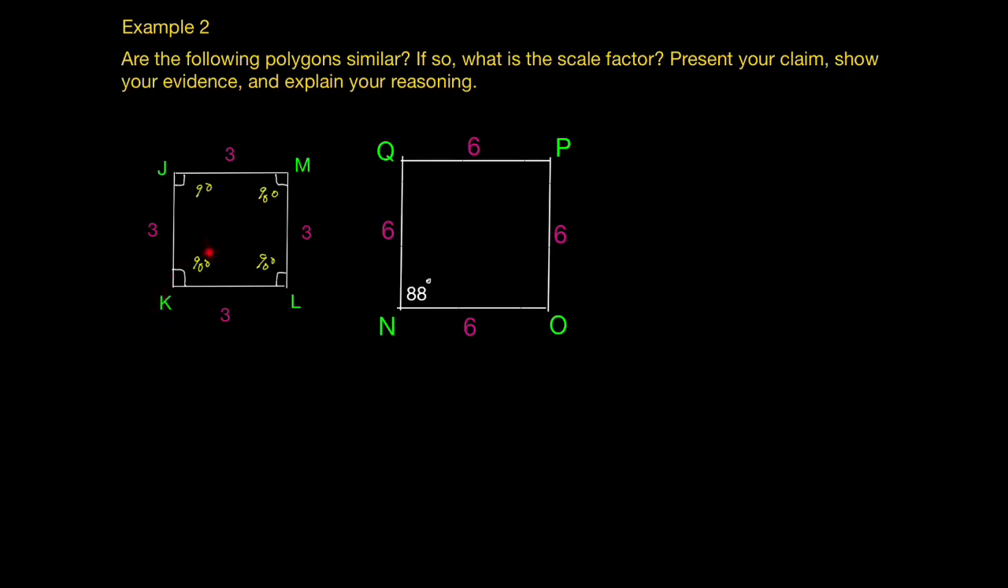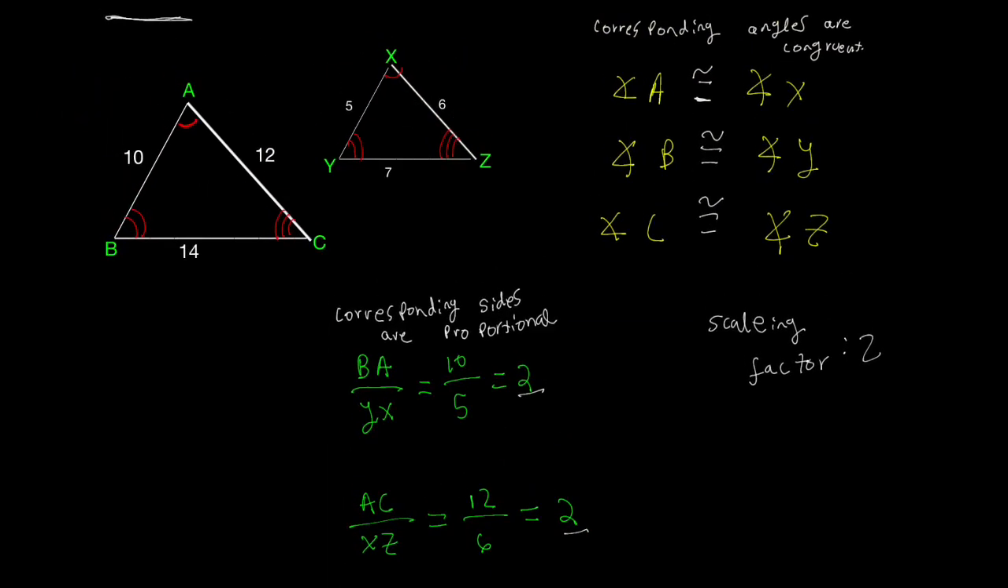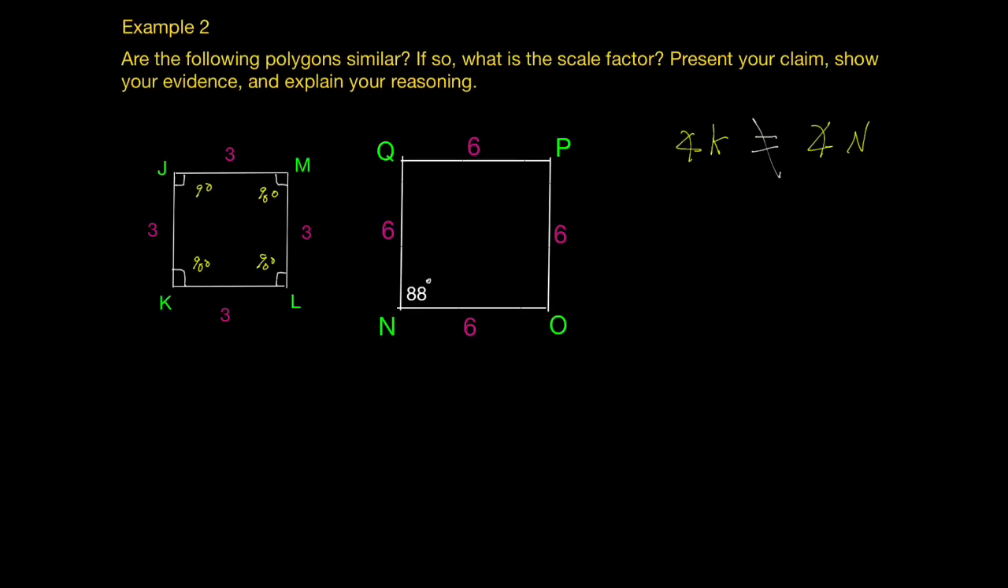So here we see that angle K corresponds to angle N. Now we have to verify if they're congruent or if they're not congruent. So here I'm getting 90 degrees and here I'm getting 88 degrees. So immediately we see that these are not congruent. And here we were able to spot early on that these two shapes have no hope of being similar. So in our previous example, we could claim that they were similar, but here we can't do that.